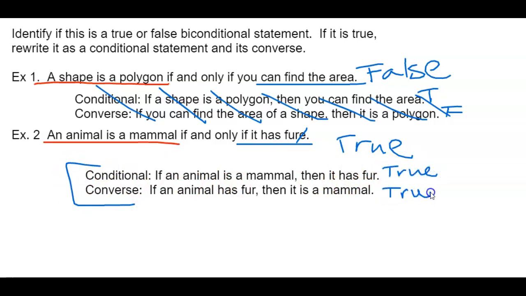Even though, like with the false one, we didn't need both the conditional and converse statements, we still had to think about them in order to answer whether it's false. So you kind of have to at least think about, well, what's the conditional, what's the converse, before deciding if your biconditional is true or false. Then, if it's false, you're done. If it's true, the answer will actually be written out as, here's the conditional part, here's the converse part.